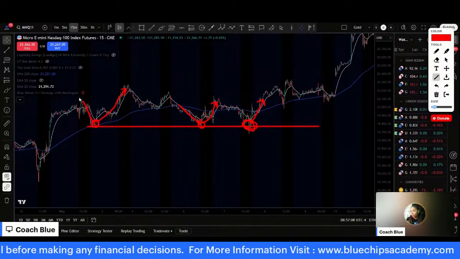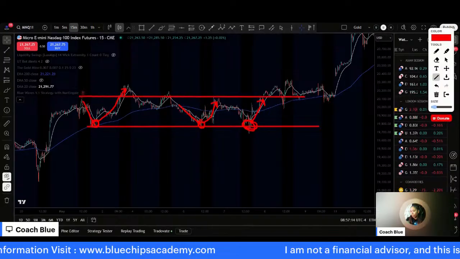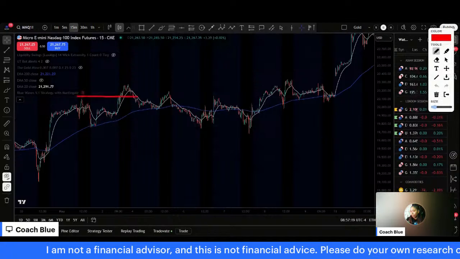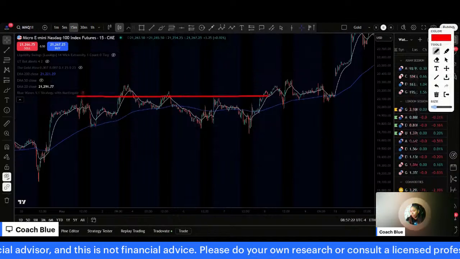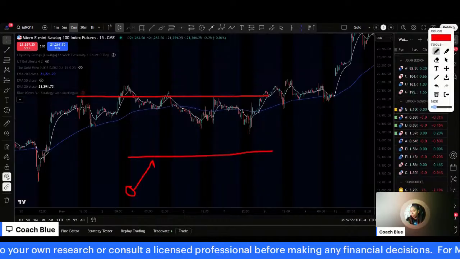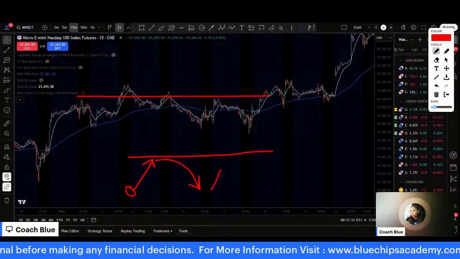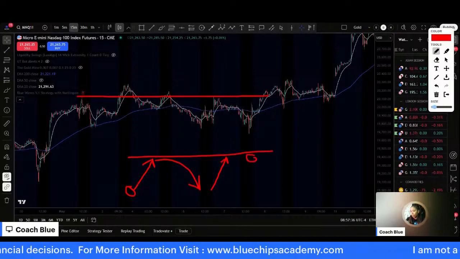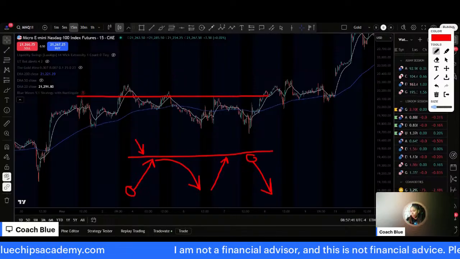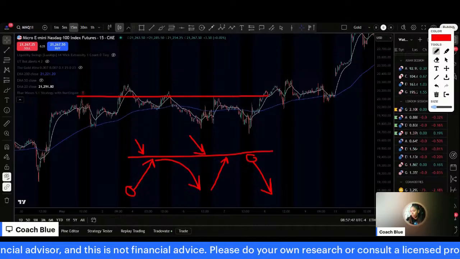All right. Now, let's look at the resistance. So resistance is your ceiling. Here's your resistance here. Now think of it like the same analogy. If you throw a ball to the ceiling, what's the natural reaction? For price to go down. So what this means is price is resisting to move past this area here. That's what resistance is.